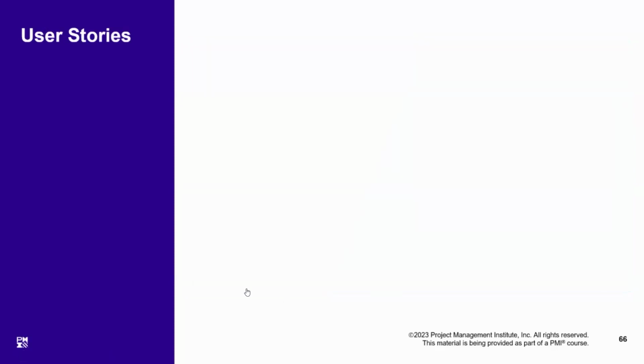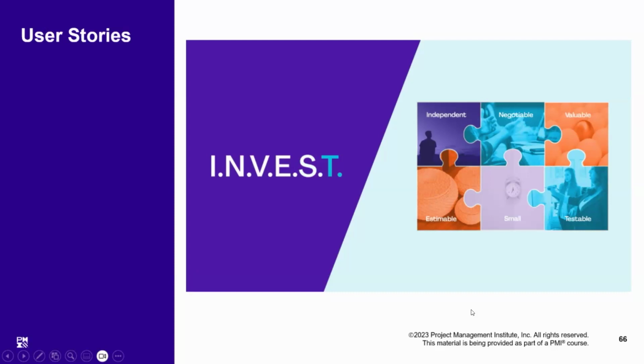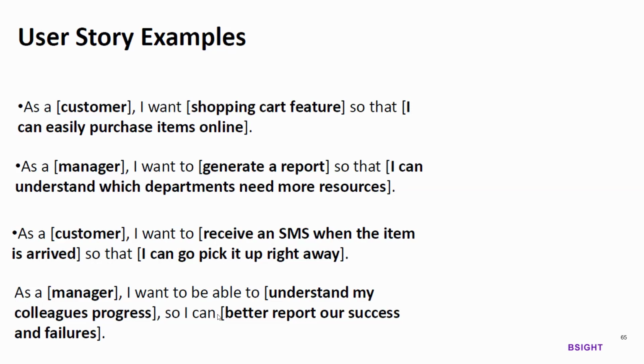Okay, so you understood the guidelines for developing good user stories. As you can see, they are independent, negotiable, valuable, estimable, small, and testable, right? That's about the user stories. So that's about the requirement. Here are some examples. You can have a look into that later. You already understood the concept.